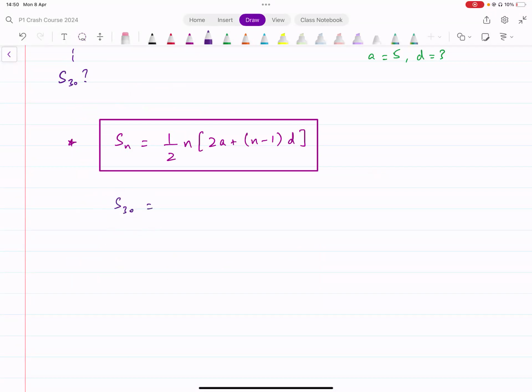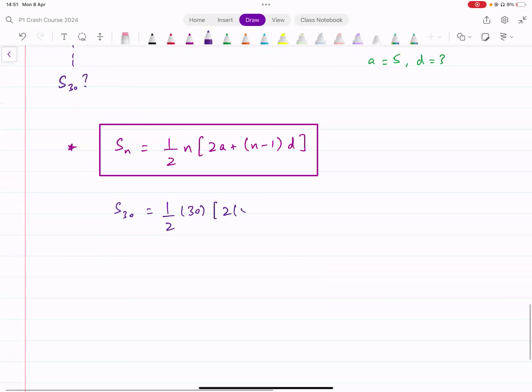Let's just input values in that. 1 over 2 into n. What's the value of n? Instead of n, we've got 30. So we have 30 here, multiplied by 2 into a. What's a? A is 5. So we have 2 into 5 plus n, which is 30, minus 1 times the difference. What's the difference? Difference is 3. That is what you end up getting.